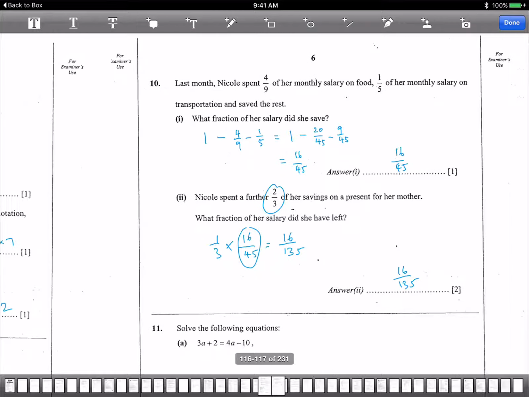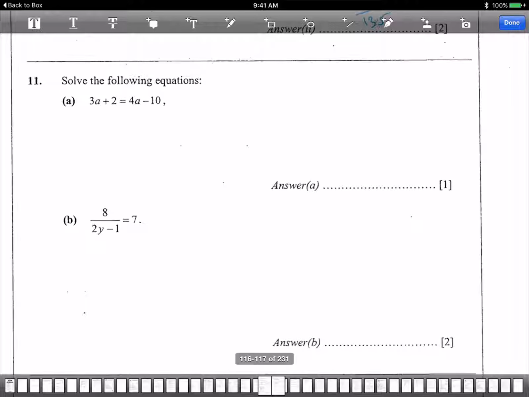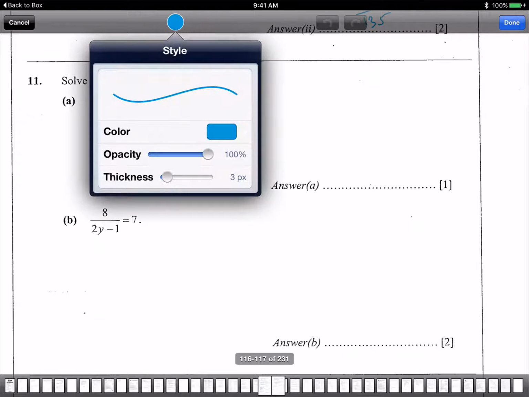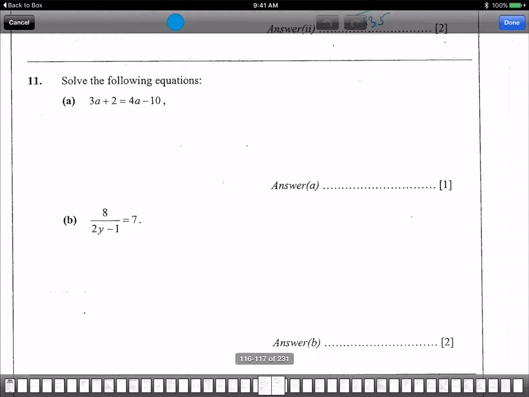Right, next. Solve the following equations. Right, so algebra is your favorite, right? Why? No favorite. What's your favorite topic? Which topic is your favorite? Algebra, right? Yeah, because you're solving so many.